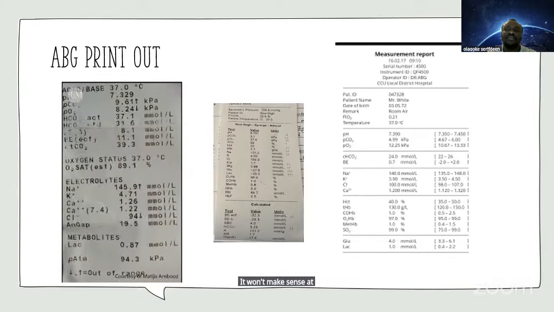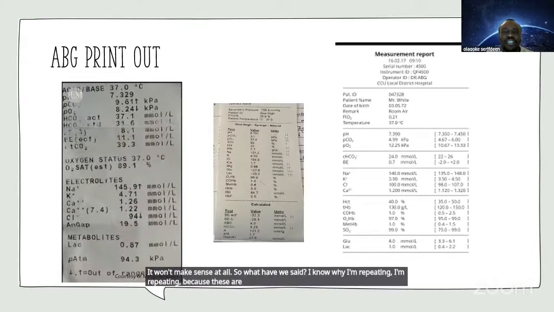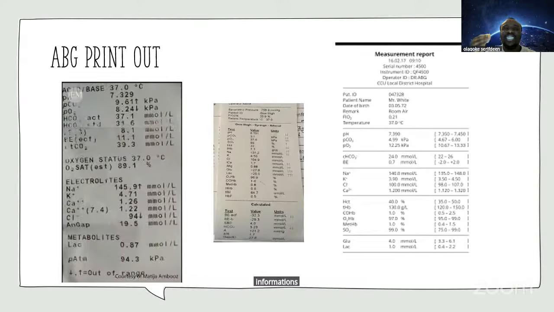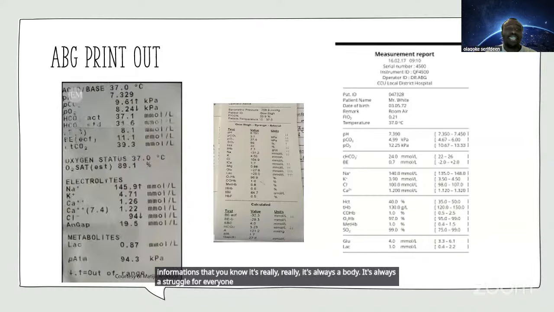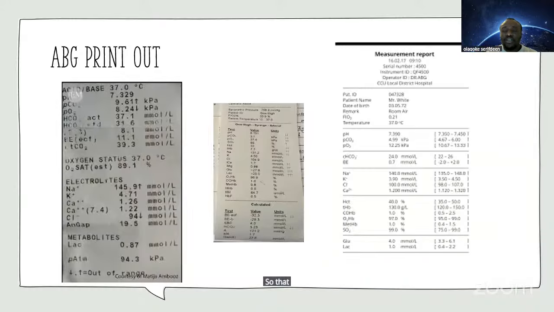So what have we said? I know why I'm repeating, because these are a bunch of information that it's always a burden. It's always a struggle for everyone. I remember back in the days in school as well, but everyone keeps struggling with all of these things. But like I mentioned, I will try to be very slow and keep it basic so that we can understand the context. So what have I said up to this level?